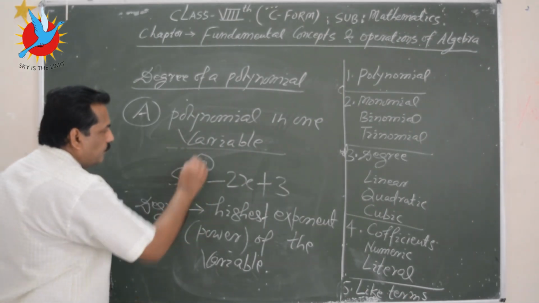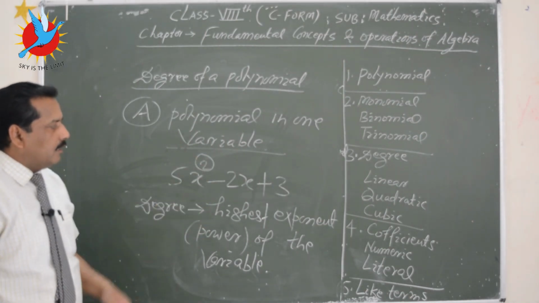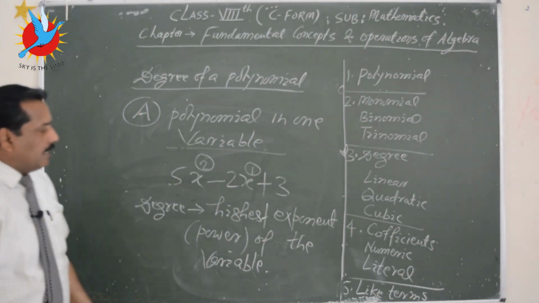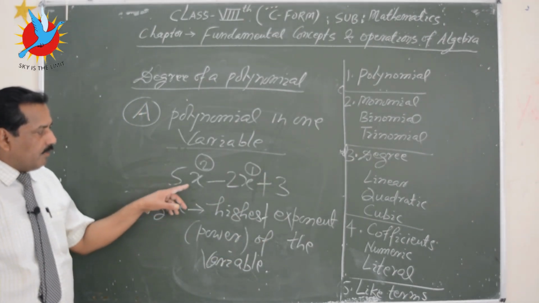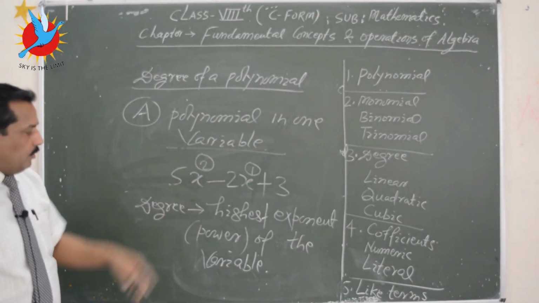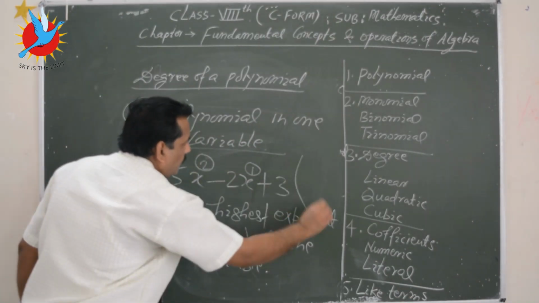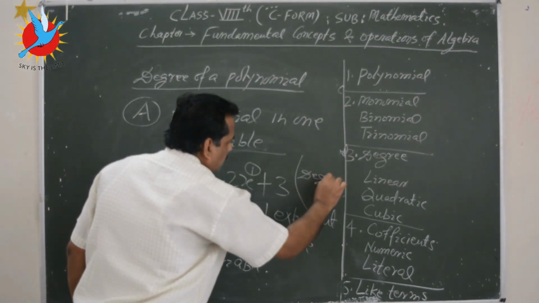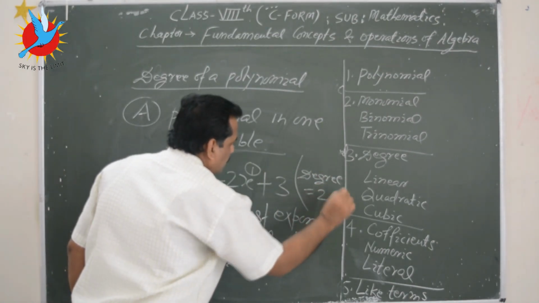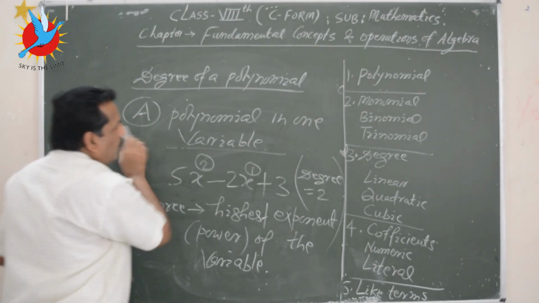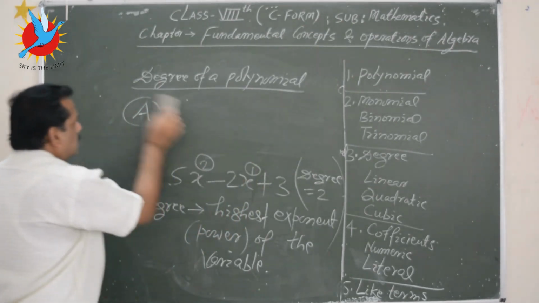Here the power of x is 2. Here power of x is 1. So what is the highest power of the variable x? Obviously it is 2. So here degree is 2. Degree is equal to 2. Let us take another example, or we can discuss another case.